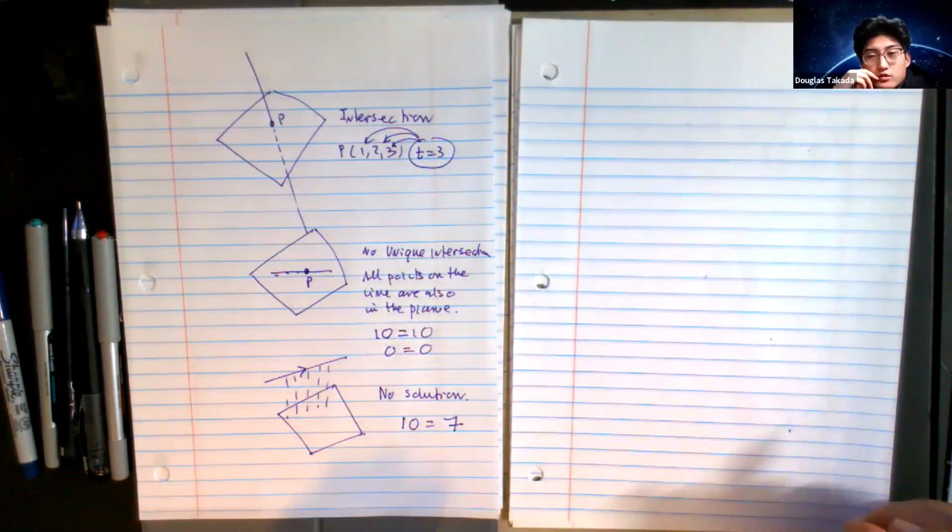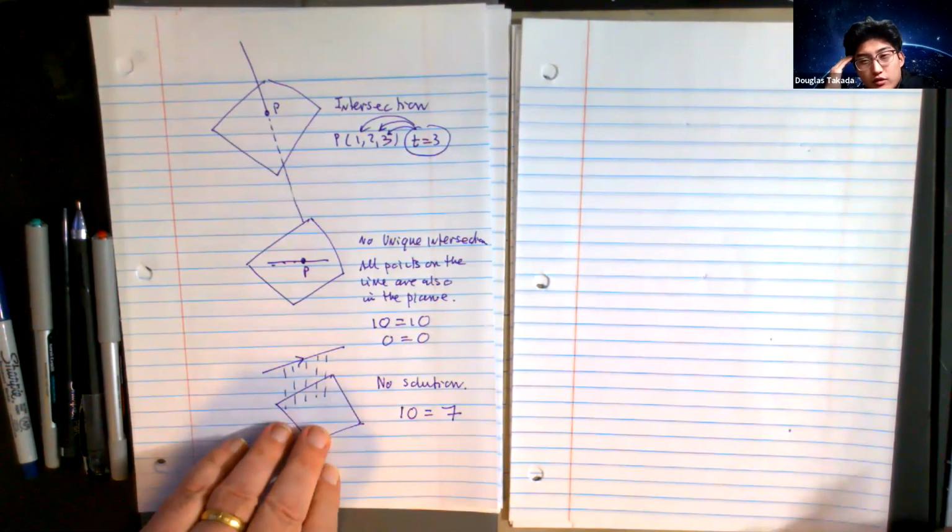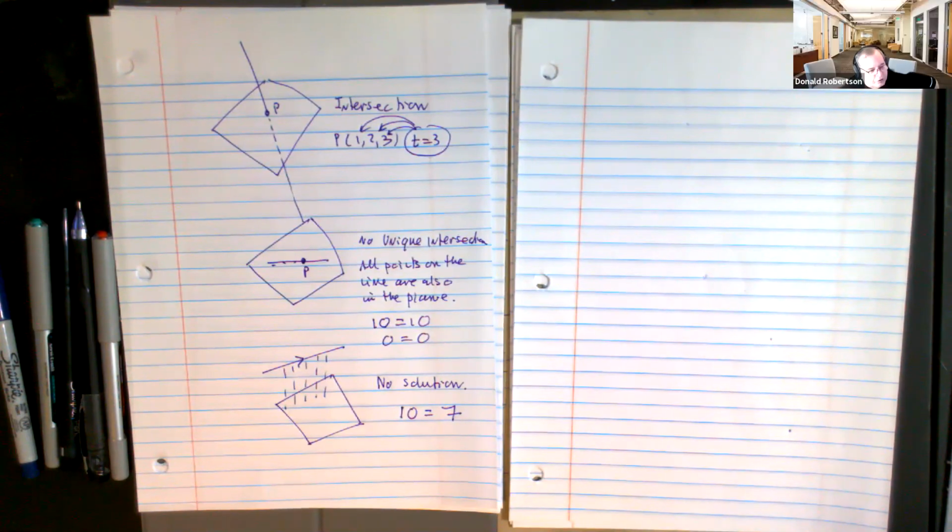So would the no solution, is that called a skew, or is skew only for lines? Skew's only used for lines.